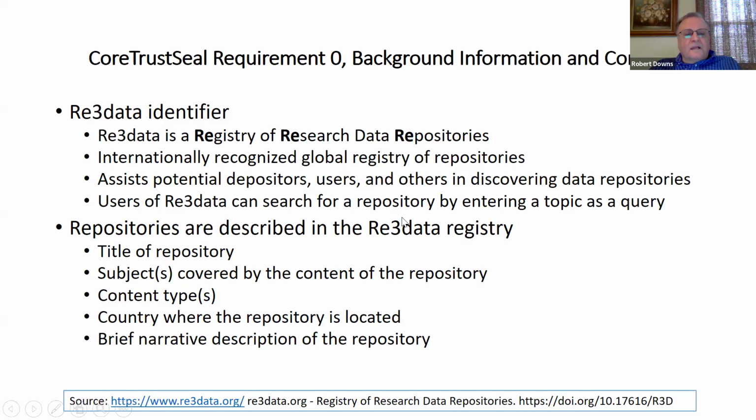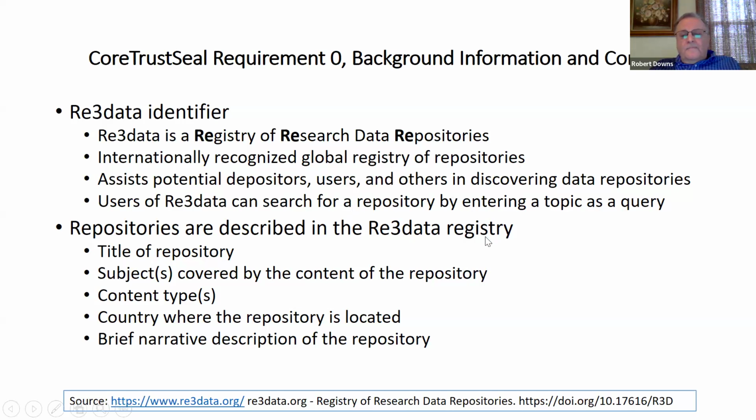And this way, potential depositors, if they're looking for a repository to disseminate their data, can look there and find a repository that serves the disciplines or the kinds of data that they are interested in. Likewise, users who are interested in finding data can look on the registry and identify which repository they might be interested in searching for data.